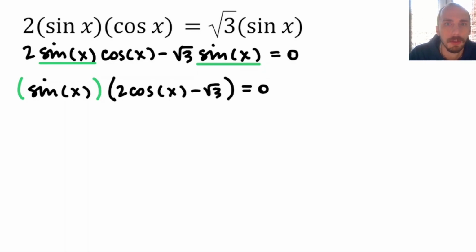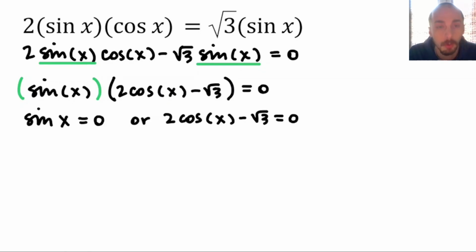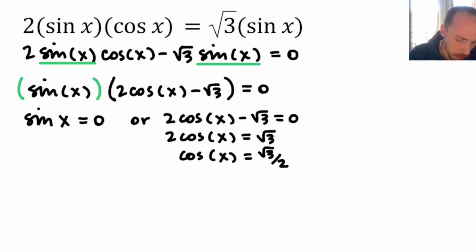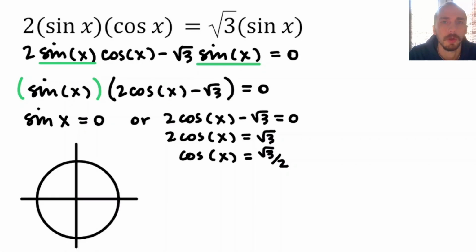And now that I've got it factored, two things multiplied together, I can say, okay, one of these things has to equal 0. So either sine of x is equal to 0, or 2 cosine of x minus the square root of 3 is equal to 0. And 2 cosine of x minus square root of 3 equals 0 would happen when cosine x is root 3 over 2. Okay, now that I've got it down to trig function equals number, I can pull in a unit circle and start thinking about where that happens and what kind of angles give me solutions to these equations.